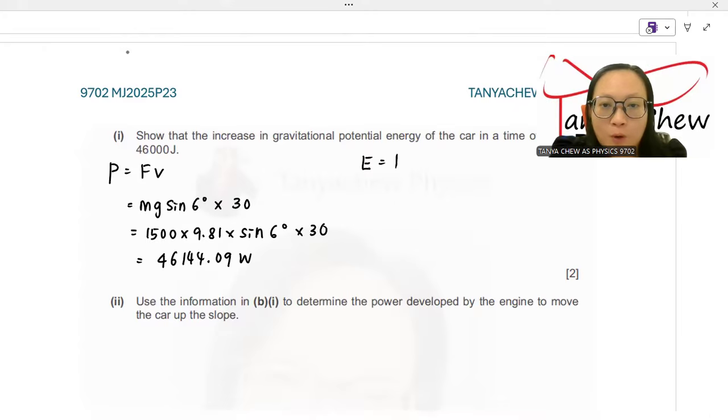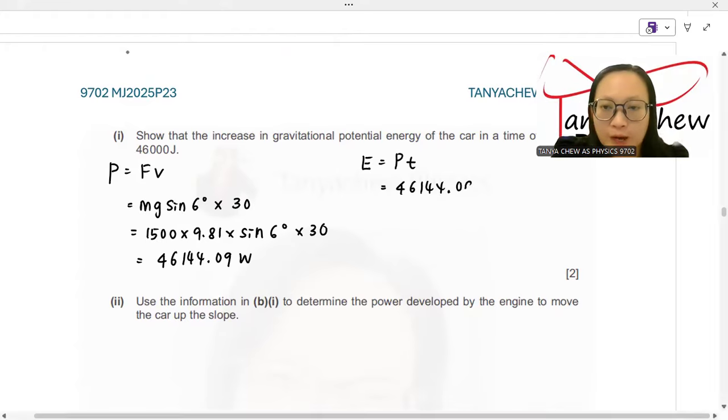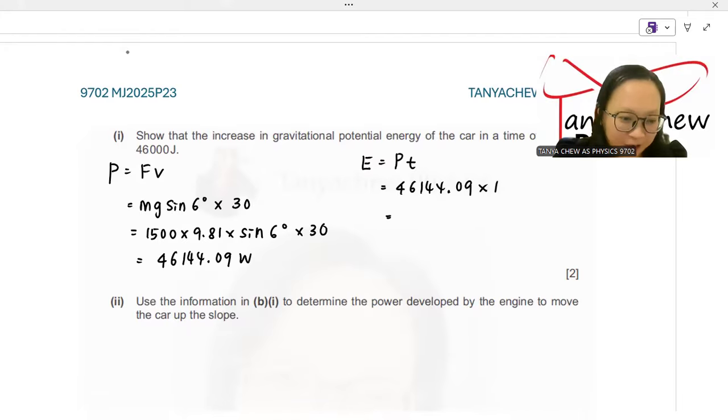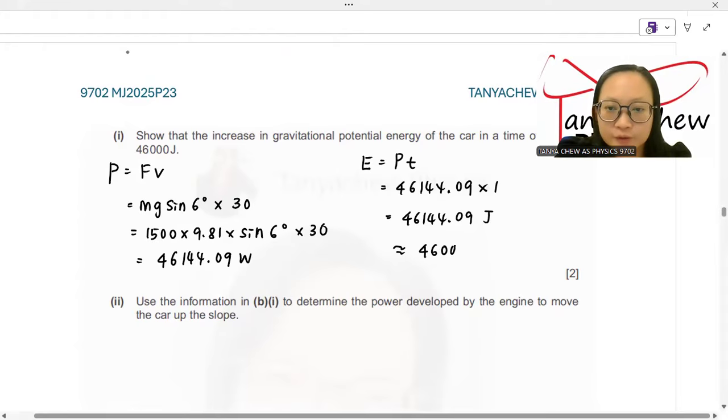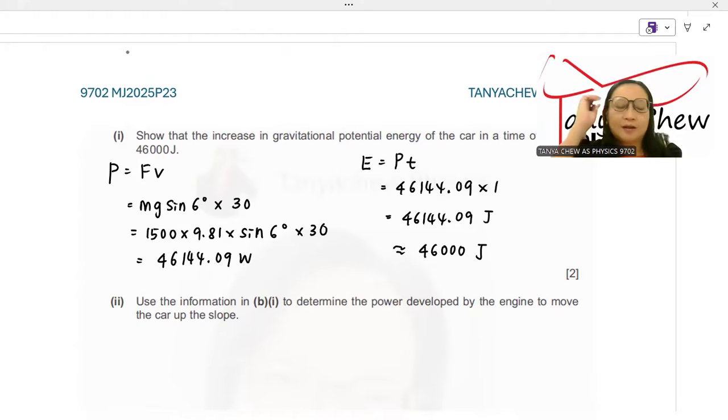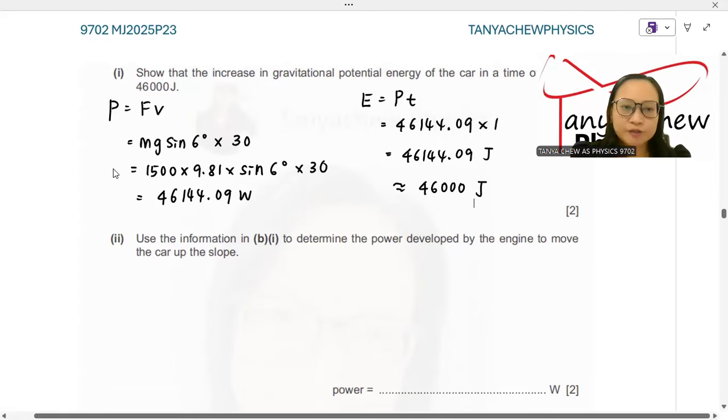Energy is equal to power times time. So power, 46144.09 watts, times 1 second. So my energy is 46144.09 joules, and I round it off to 46,000 joules. That's the answer.